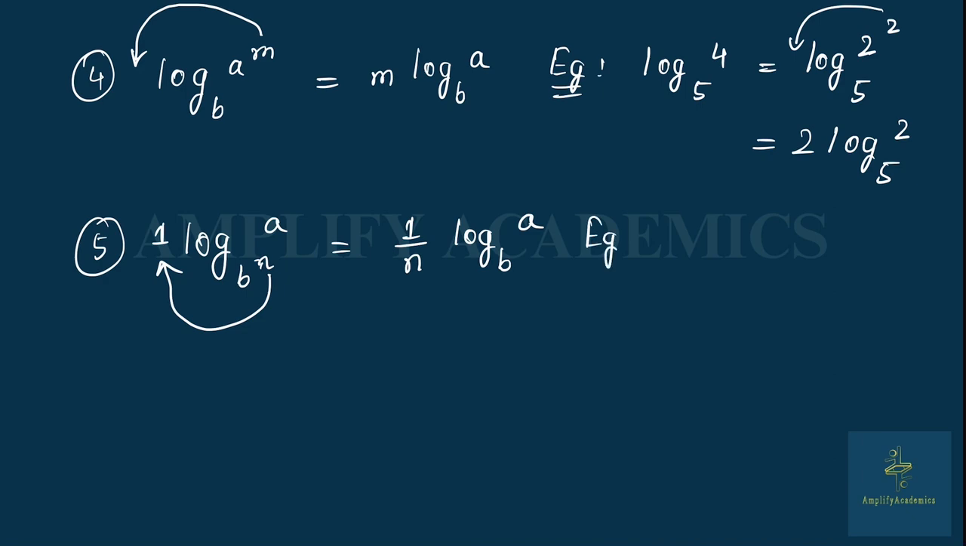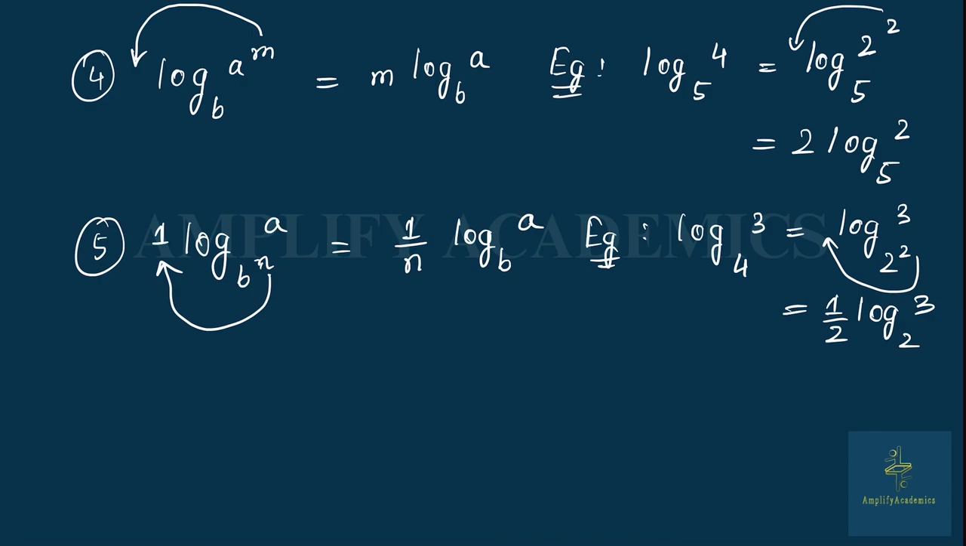Example, log base 4, argument 3, is log base 2 squared, argument 3. Grab this here and put it there. It's going to be 1 over 2 log base 2, argument 3. Next property.